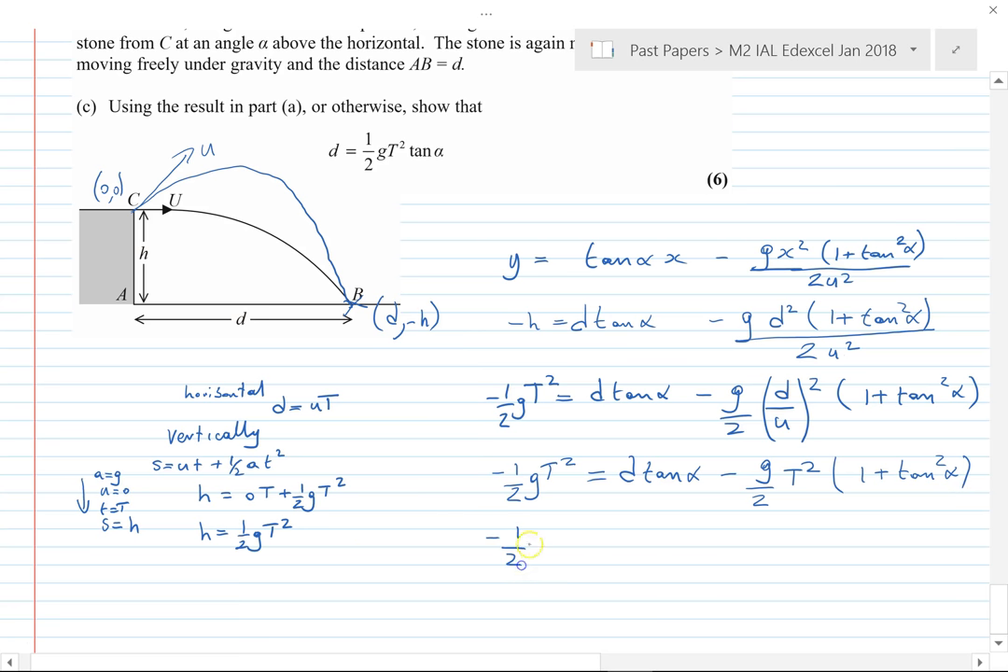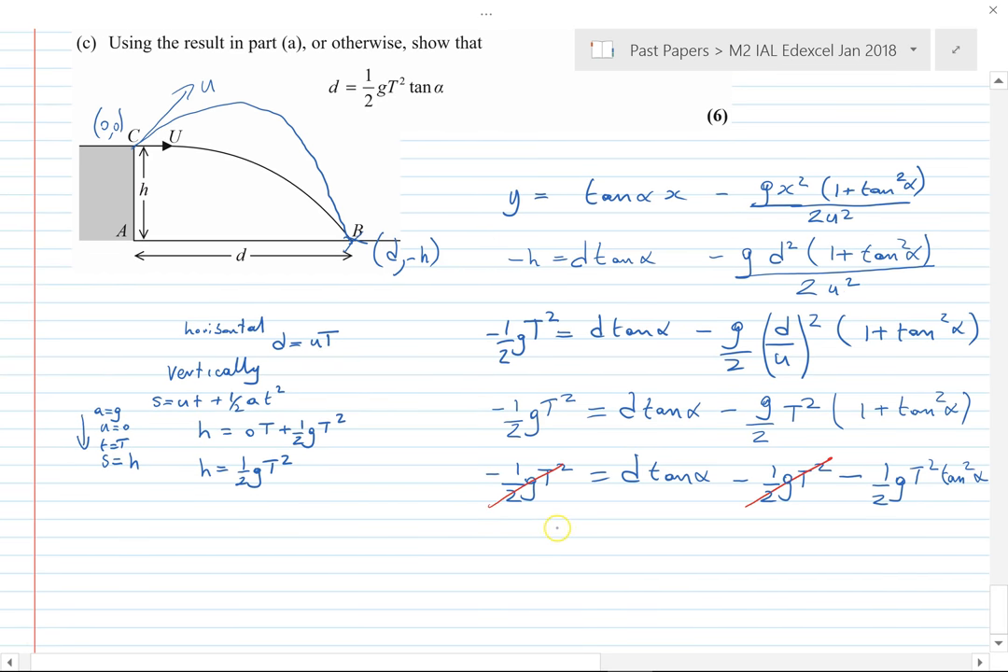Then multiplying out, we have D tan alpha minus half G T squared minus half G T squared tangent squared alpha. Okay, it's looking promising because these two terms are going to cancel. And we get D tan alpha is equal to half G T squared tangent squared alpha. So we can divide out one of the tan alphas, which finally gives us D is equal to half G T squared tan alpha. Okay, so it gives us the alternative angle it could be projected from if we knew what D and big T were, how they relate to each other.